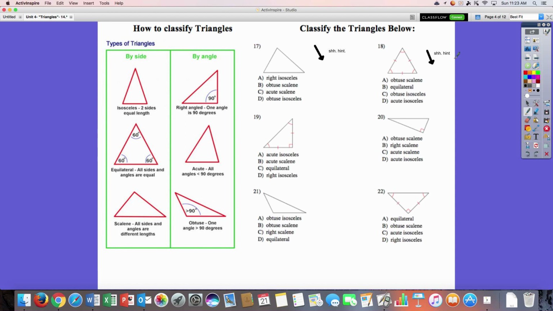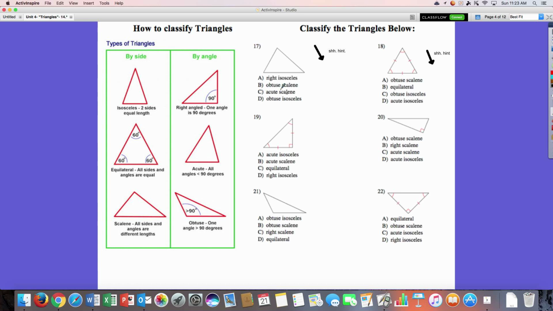All right, how to classify triangles. I copied this little page right over here for you. Let's go over some of these, right? Let's look at this triangle. They're going to give us triangles. What kind of triangle is this? Well, it looks like it's got 3 acute angles, right?